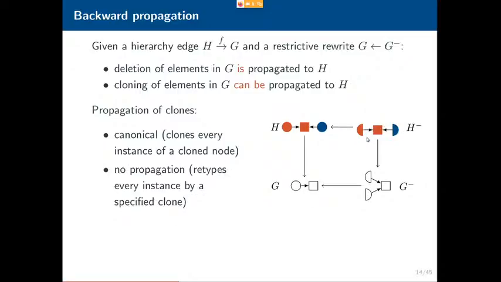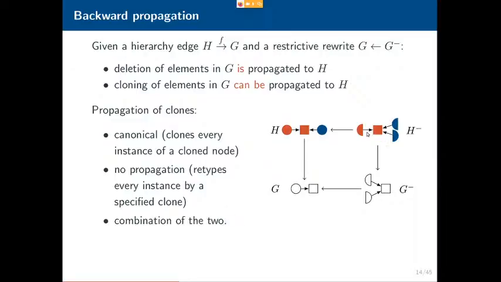Now I can perform no propagation to H, and what I can do is simply specify how to retype the instances of cloned elements by these produced clones. So in this example, I simply specify that my orange instance becomes a left semicircle and the blue instance becomes a right semicircle. And now what I can also do is combine both scenarios. For some instances, I can specify a retyping, and some instances I can clone. In this example, I specify that orange instance is a left semicircle and the blue instance is cloned.